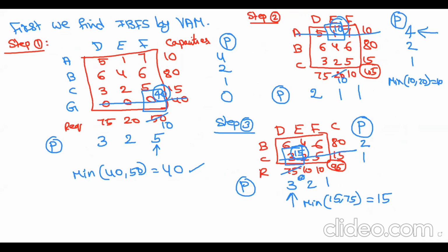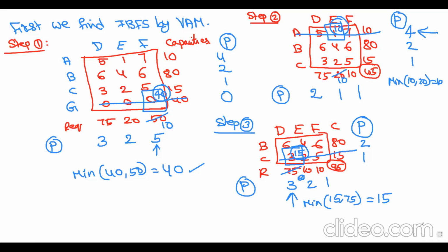Once again, in step 3, the highest penalty is 3. Corresponding to this column, the least cost is 3. For this 3, we have to go for allocation. 15 and 75, the minimum is 15. I gave 15. So the row is completely satisfied and the column is left with 75 minus 15, 60.